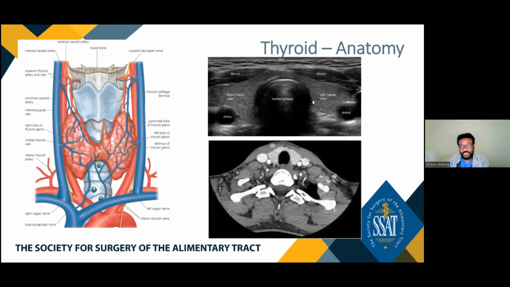And then sometimes they'll show you an ultrasound. So this is how you read it. Always start with the trachea. Then this is the isthmus right above the trachea, the right thyroid lobe, and then the artery below it, and then the left thyroid lobe and the artery below it. Then these are the strap muscles right on top. You can correlate that with the CT here as well.